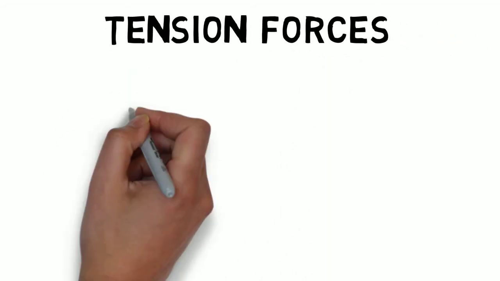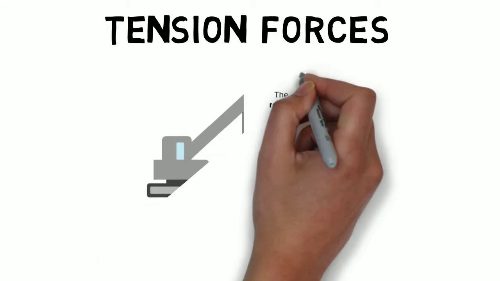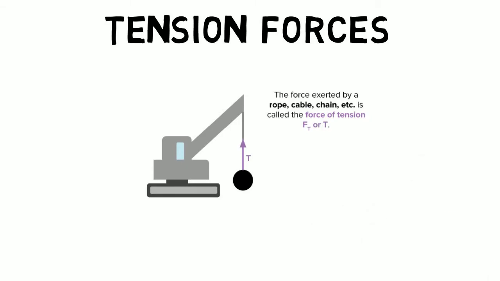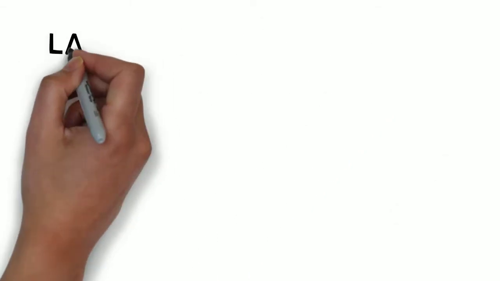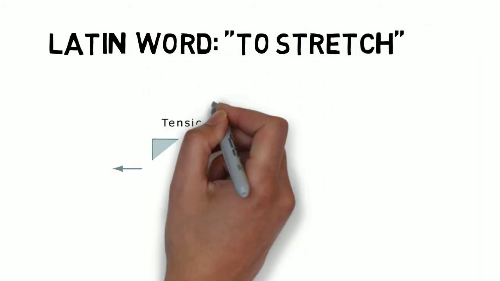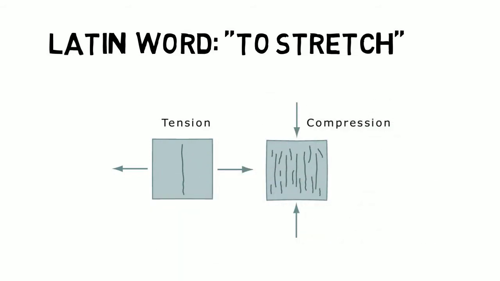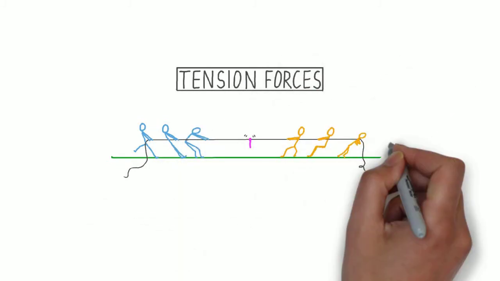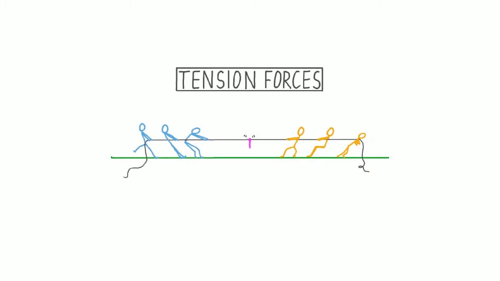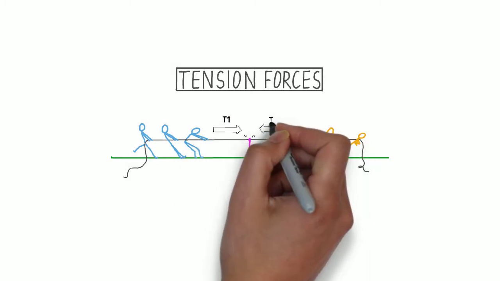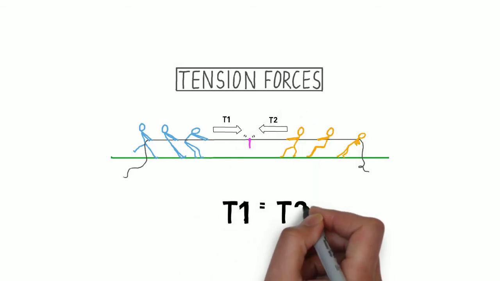Tension force is the force transmitted through a rope, cable, string, or wire pulled taut by forces acting on both ends. The word tension comes from a Latin word meaning to stretch. Tension could be the opposite of compression. For example, when pulling both ends of a rope, we create tension force, and the direction of tension force is opposite on the ends of the rope. But the magnitude of tension force is the same at both ends.